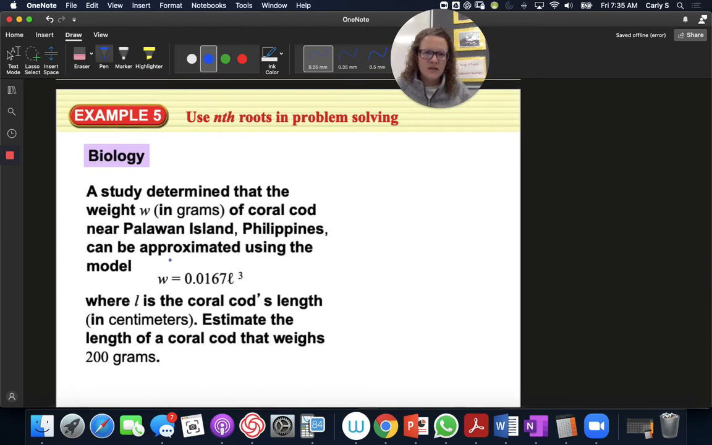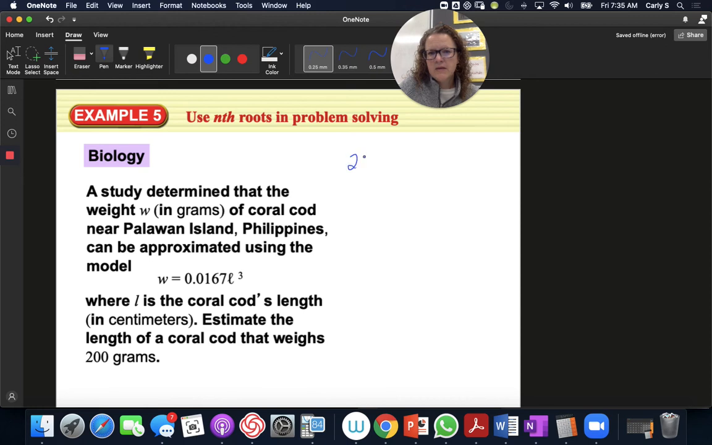All right, use nth roots in problem solving. A study determined that the weight, W in grams, of coral cod near Palawan Island, Philippines, can be approximated using this model, where L is the coral rod's length in centimeters. Estimate the length of a coral rod that weighs 200 grams.